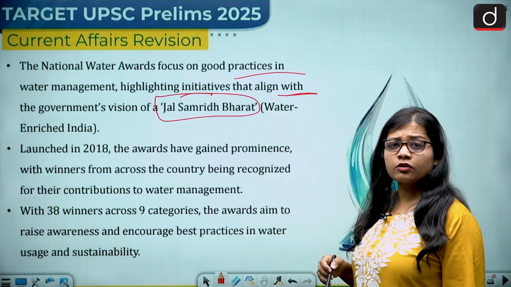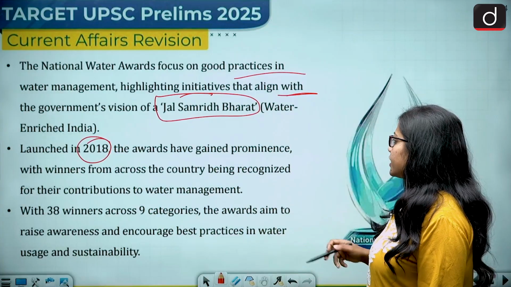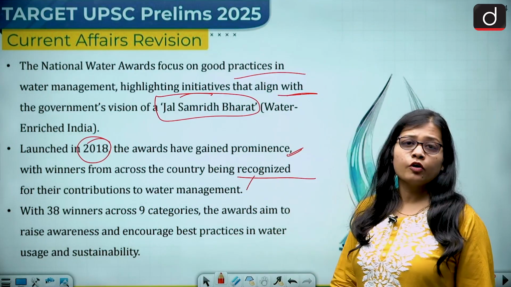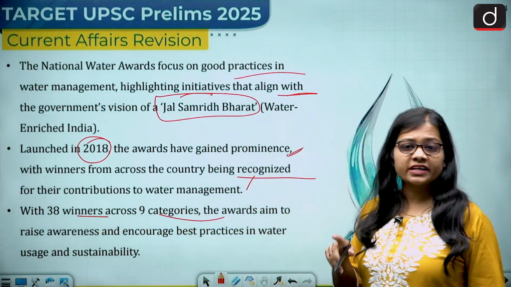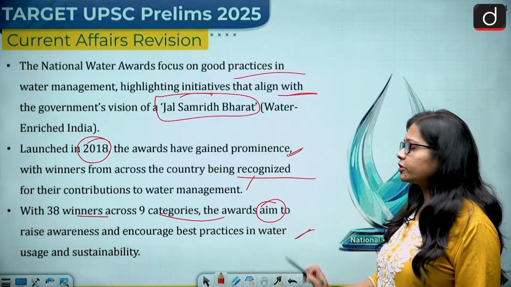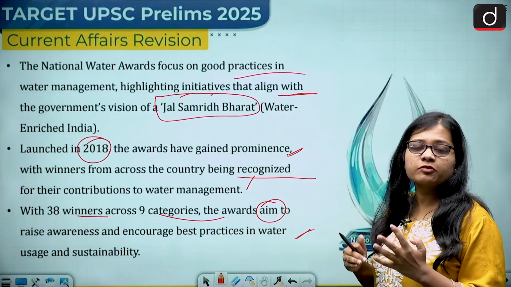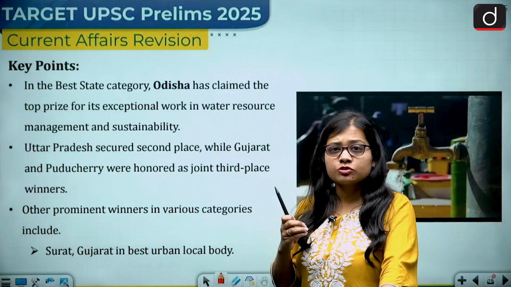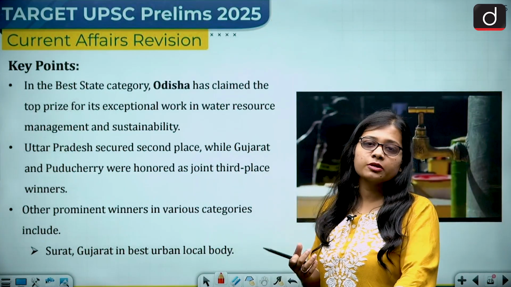Then this was launched in the year 2018. The awards have gained prominence with winners from across the country being recognized for their contributions to water management, and around 38 winners were there across 9 categories. The aim is to raise awareness and encourage best practices in water usage and sustainability, so that in future also water conservation becomes more sustainable, and what we are passing on to the future generation is conserved, better quality and sustainable water.